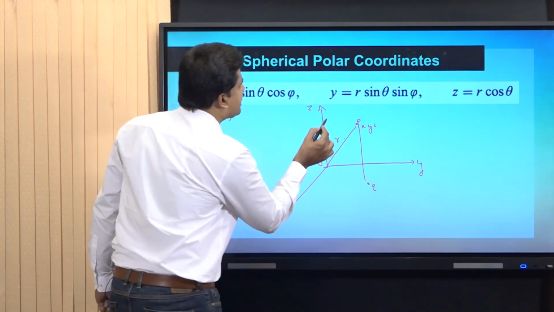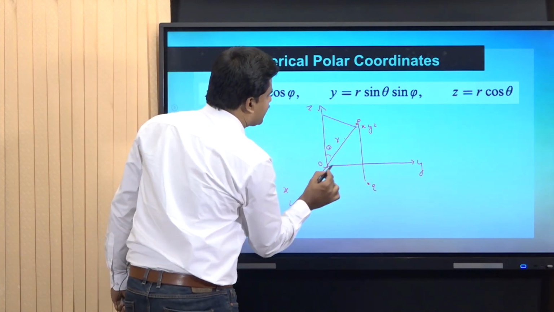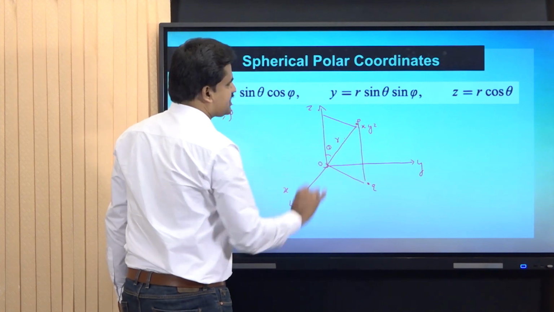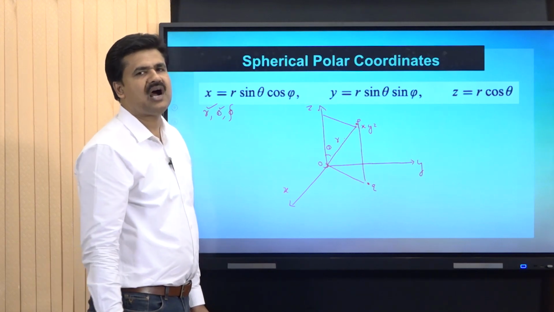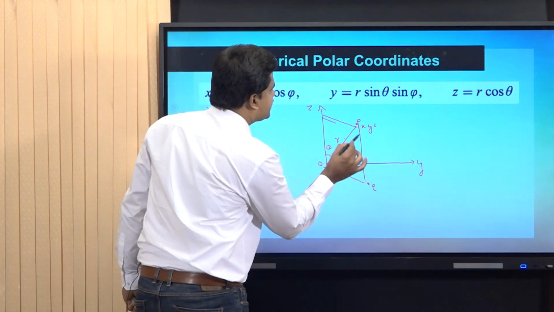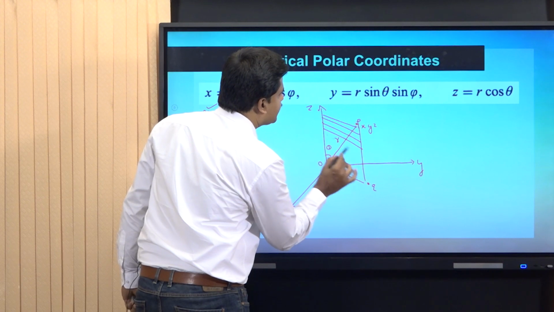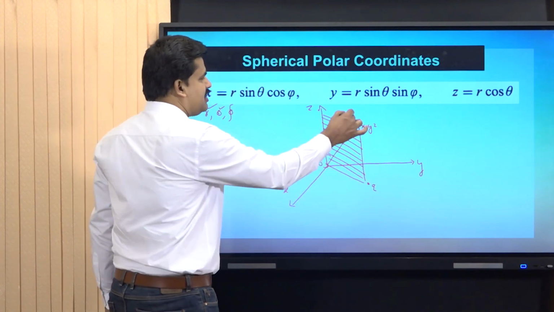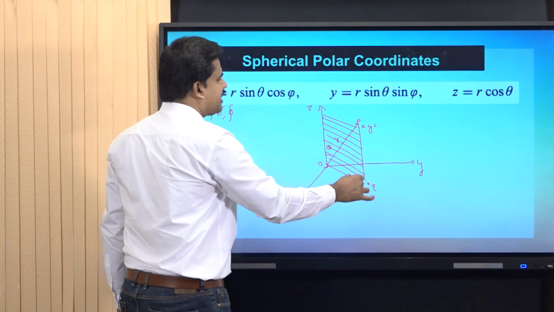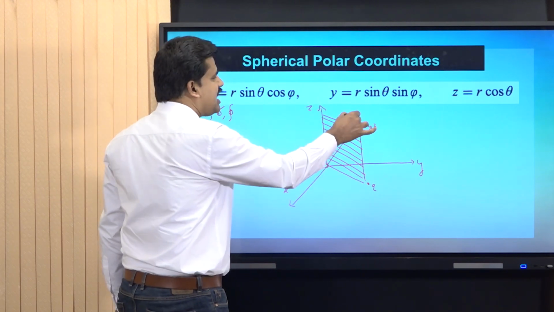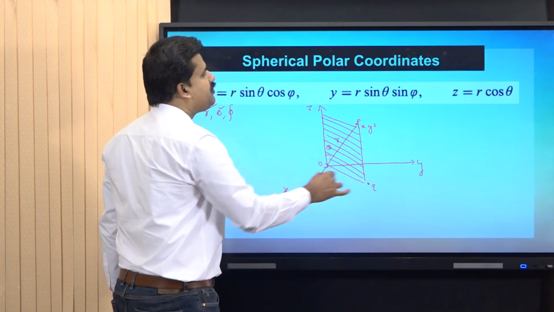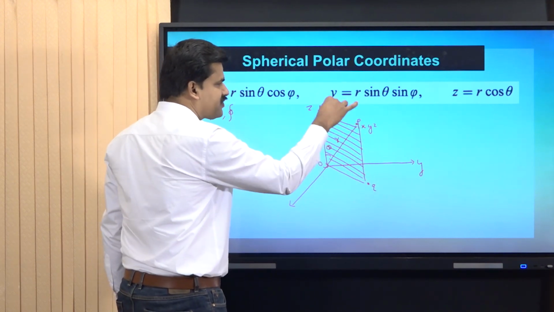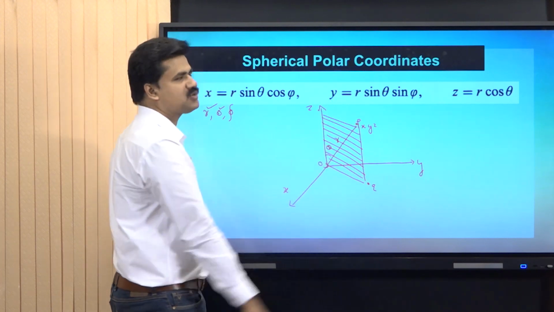Now we can construct a plane containing the line PQ and the z-axis. This is the imaginary plane that contains the line PQ and the z-axis. So here there is a plane containing, on one side the z-axis, and on the other side of the plane the line PQ. P is the point and Q is the projection of the point P in the xy plane.